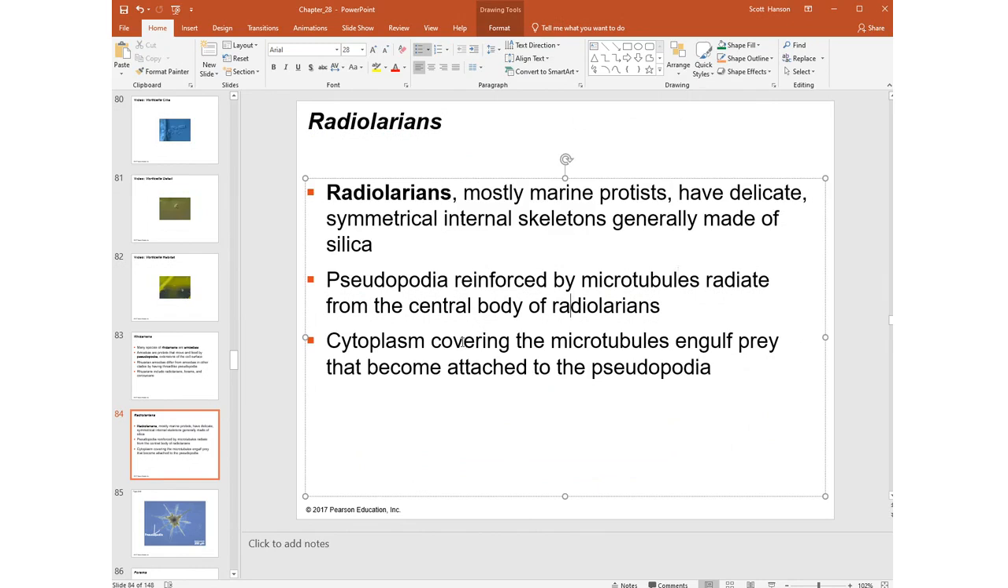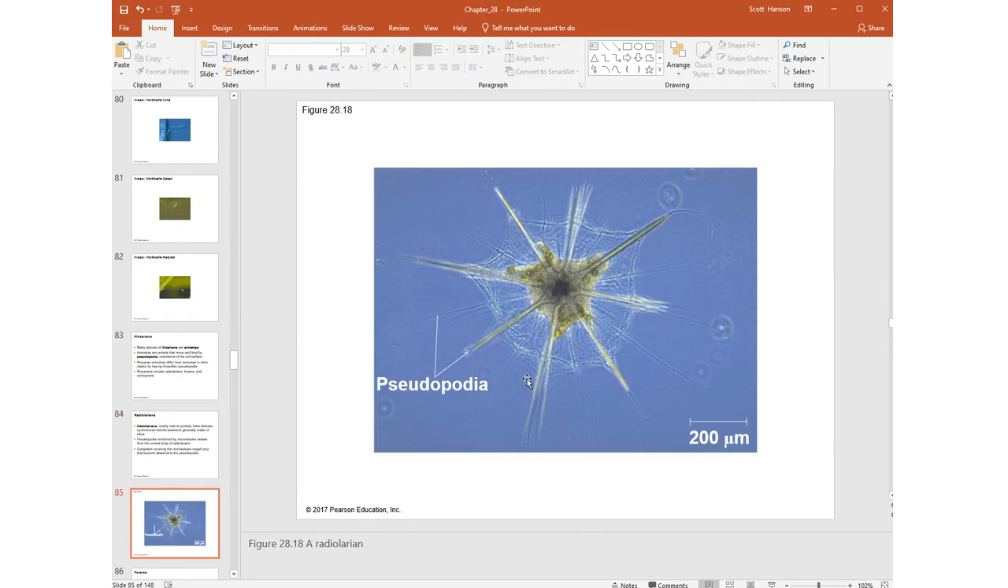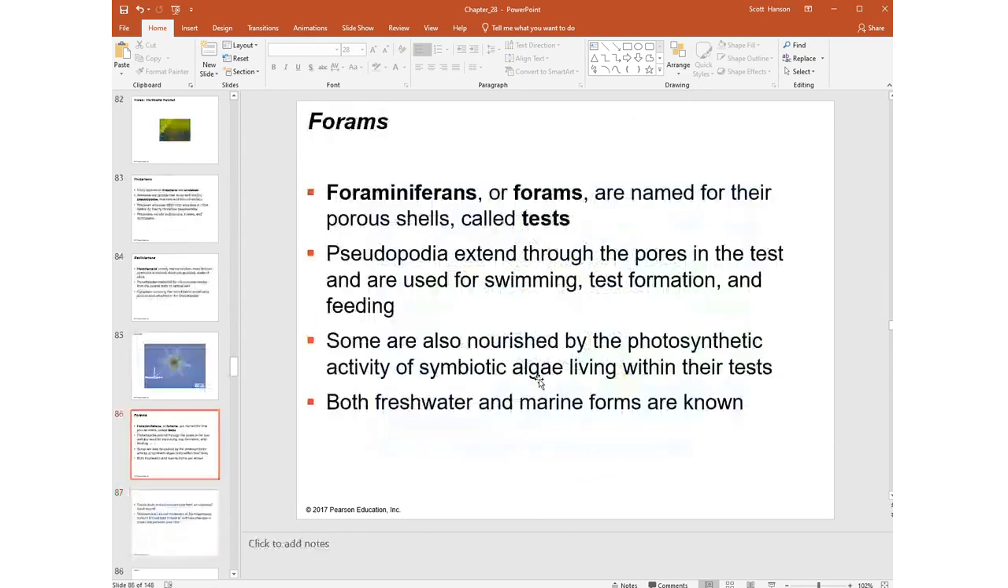And its cytoplasm covering the microtubules engulfs or surrounds prey that become attached to the pseudopodia. And you can see here are pseudopodia, different pseudopodia from this radiolarian.